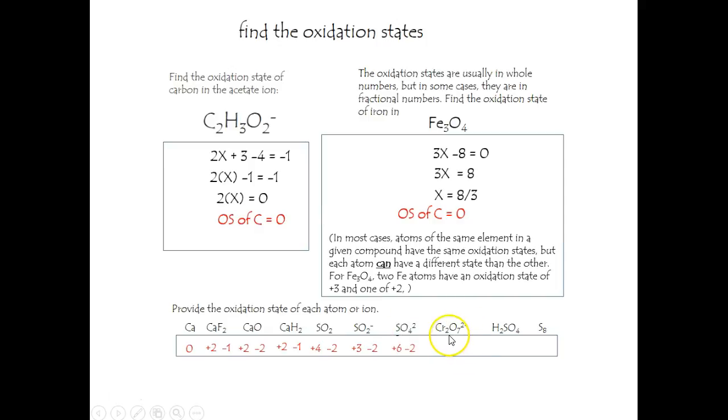Here's a long one, but it's a common one, dichromate. Okay, minus 2 for each oxygen, that's minus 14. And if we make this plus 6, that'll make that plus 12 overall, so that we're minus 2 for the entire ion.